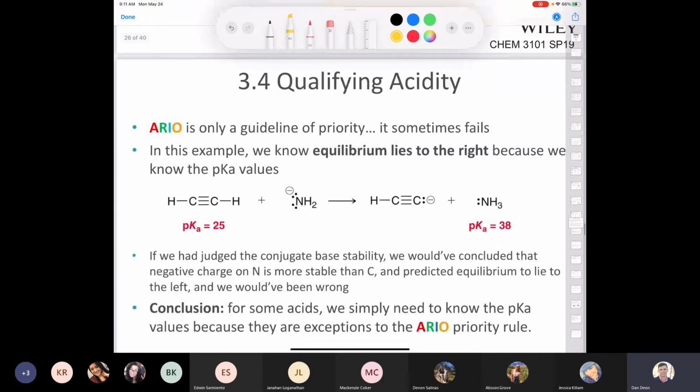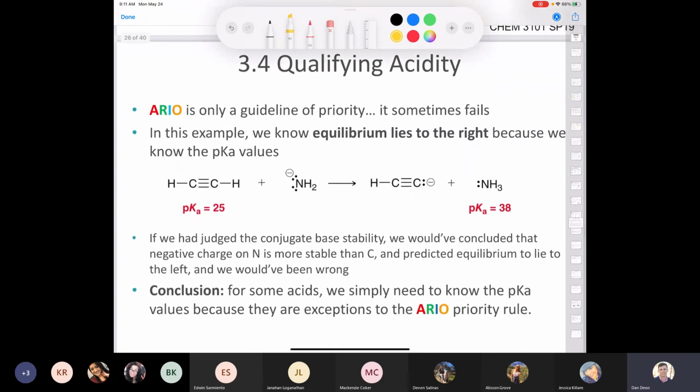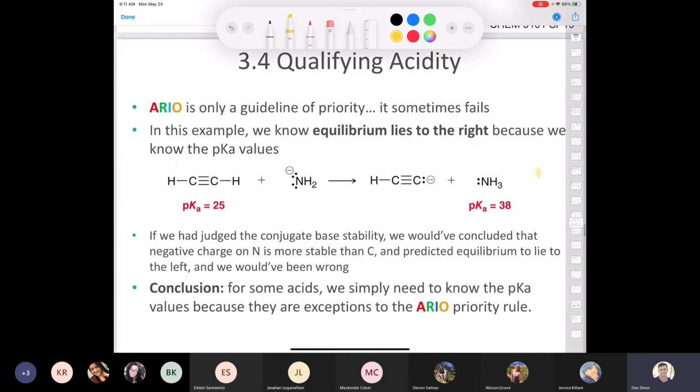Let me show you one of the most important exceptions that's going to come up in organic chemistry. Remember in 3.5, I said make a note of this question in your mind, because here is that example right there. Remember we compared the relative stability of these two conjugate bases? Or sorry, no, we didn't. We compared their pKa values.